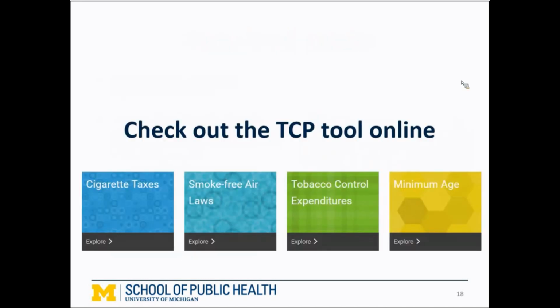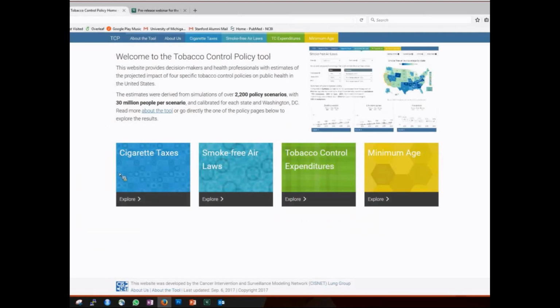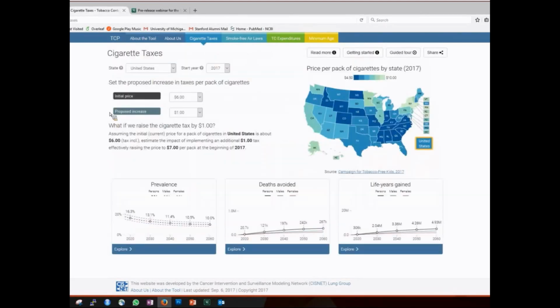Here we are on the main page. Welcome to the Tobacco Control Policy tool, and we have each of our 4 different policies, and we can go ahead and check out cigarette taxes first. So when you get to the cigarette taxes, there are 3 major things happening on the page. Over here is a map, here are the policy parameters, and then these are the outputs. And we can go through these step by step on this guided tour.